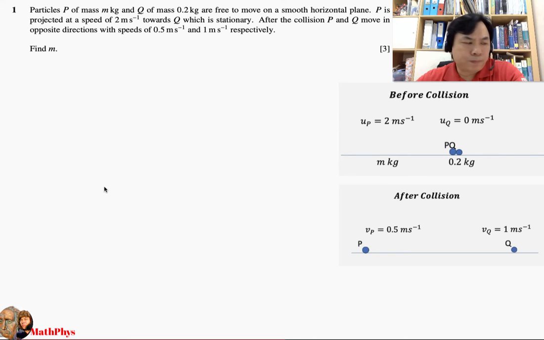Just to recap, conservation of momentum states that the total momentum of a closed system remains constant. Basically, it means the total momentum before and after the collision must be the same, provided there is no external force acting on the system. The system we are looking at consists of just two particles, P and Q, and there is no other external force acting on them.